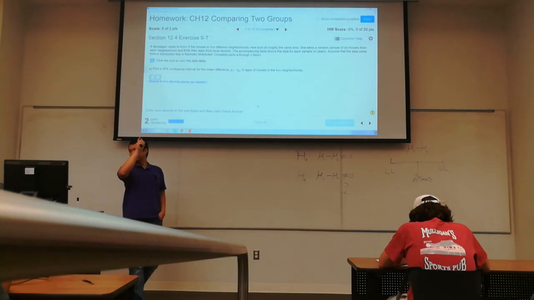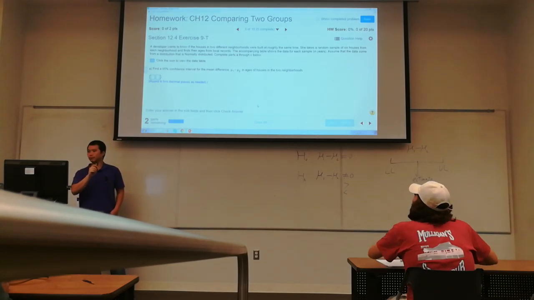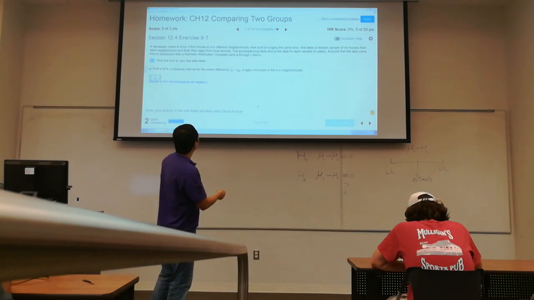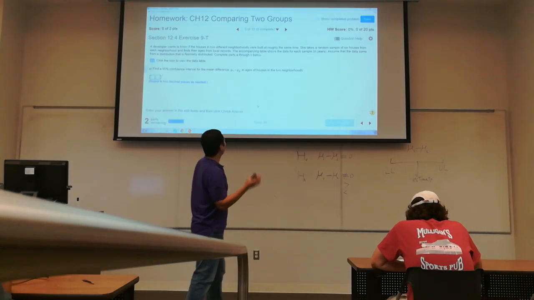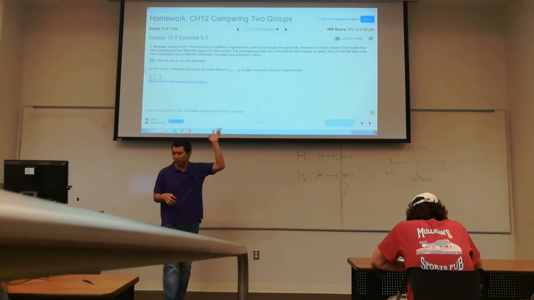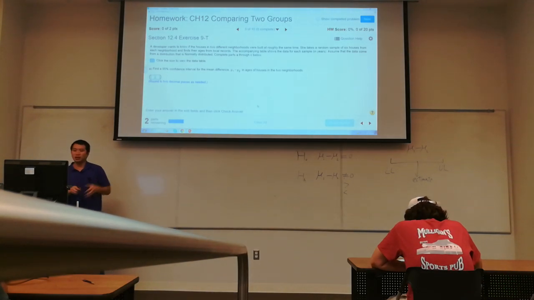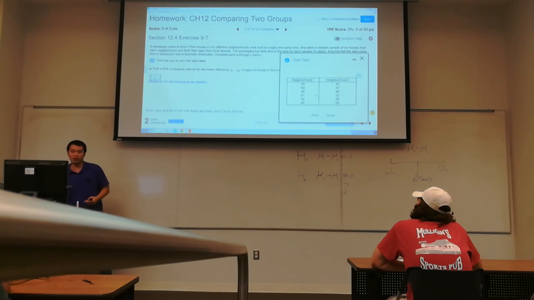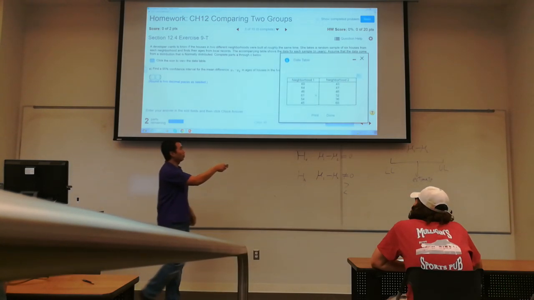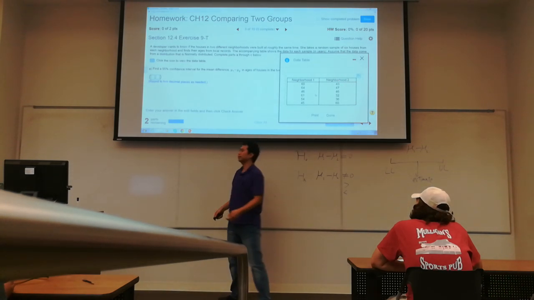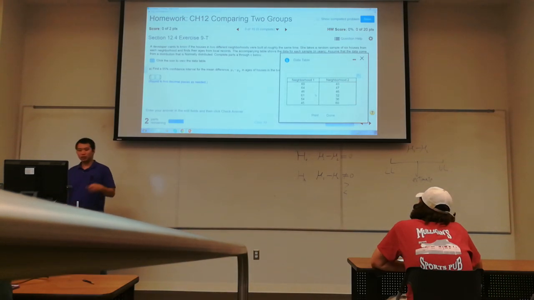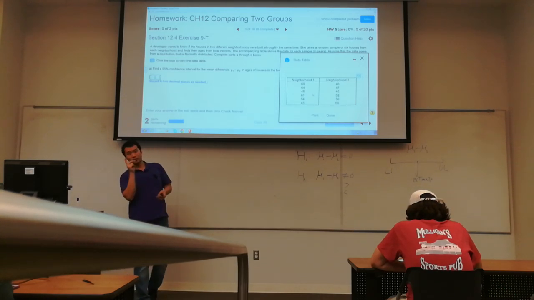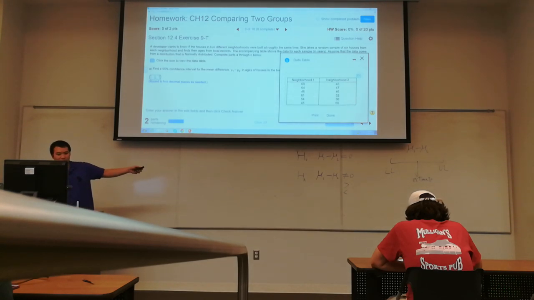Here's the question. Okay, so two neighborhoods. We just compare the two neighborhoods. A developer wants to know if the houses in two different neighborhoods were built at roughly the same time. So we already discussed this example. We have a sample from the first neighborhood and a sample from the second neighborhood. Then we need to construct a confidence interval for the mean difference mu1 minus mu2.